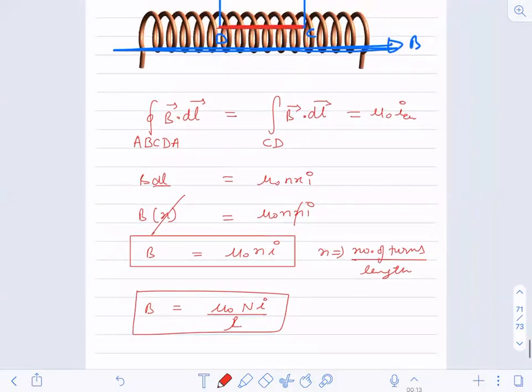So this was all about the solenoid. If you have any doubt now, you can ask.